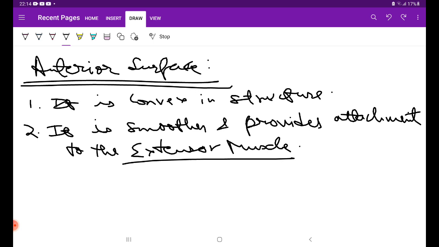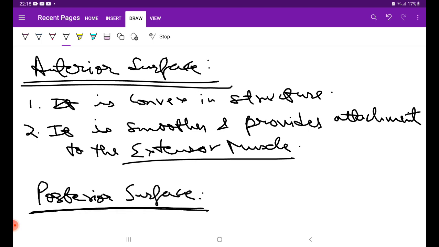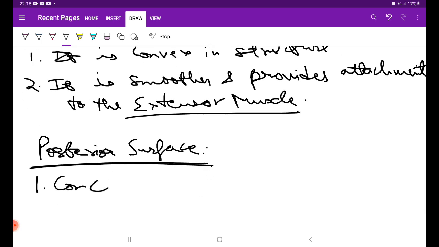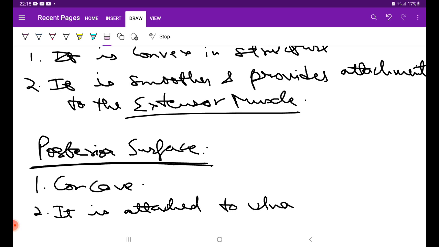Now let us move on to the next surface, that is posterior surface. Posterior surface is concave. As expected, because anterior surface is convex, posterior surface, being opposite to anterior surface, will be concave. It is present just opposite to the anterior surface. Now it is attached to ulna.